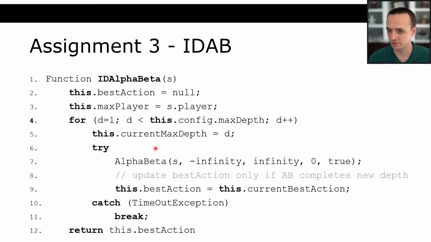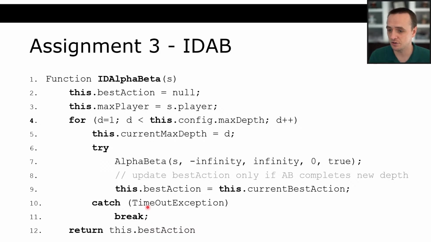That's being recorded. Only if AlphaBeta completes its run will this line of code be called, and then I'm going to say, okay, that level of AlphaBeta was completed, therefore I trust it, therefore record the new best action. If it wasn't completed, it's because I threw an exception. Let's call it a timeout exception. You can call this exception whatever you want.